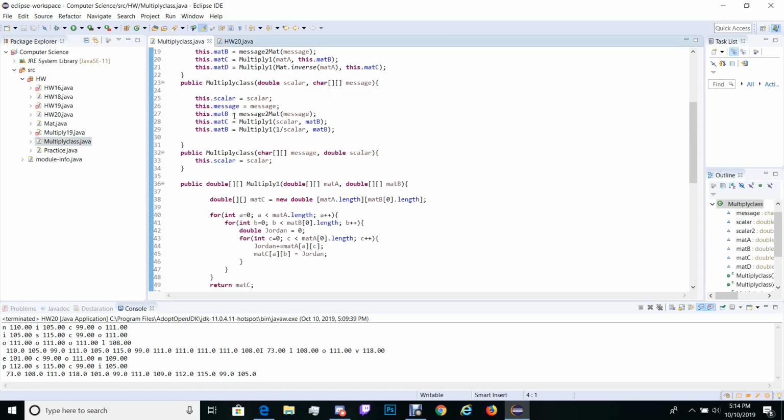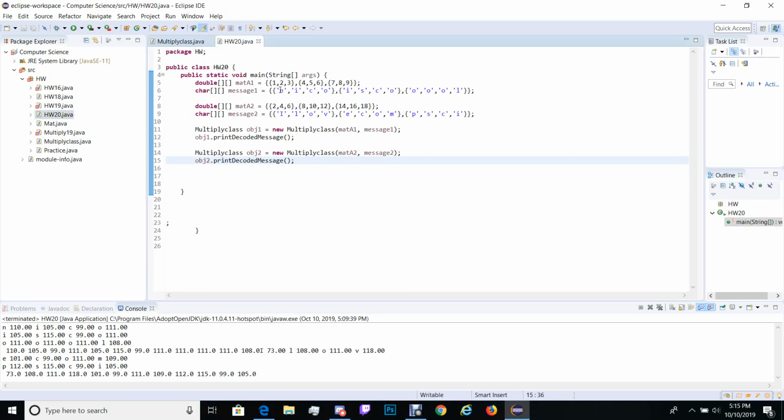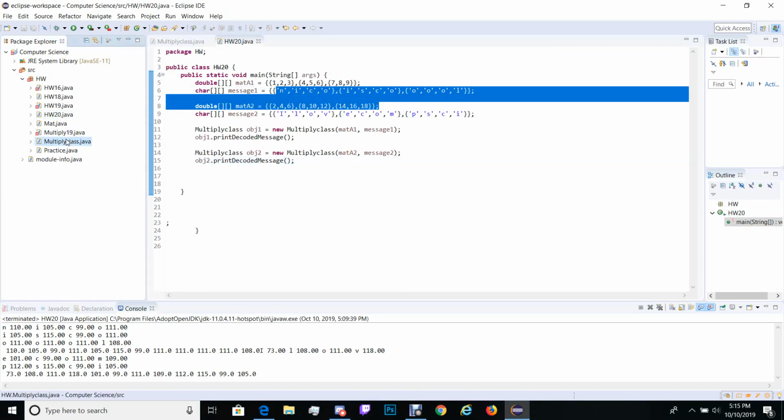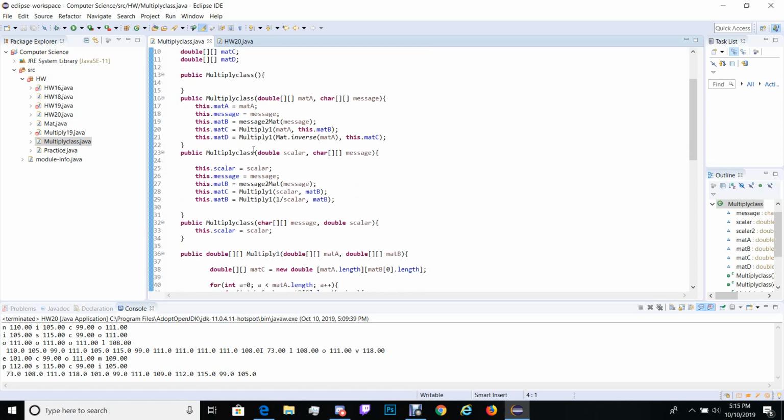So here's my second code, and as you can see, it kind of goes through all the stuff, has the messages, which is these right here, and it has some scalar multiplication. It consists of all the mat A and B's and different matrices that would be getting plugged into those equations in the first one.